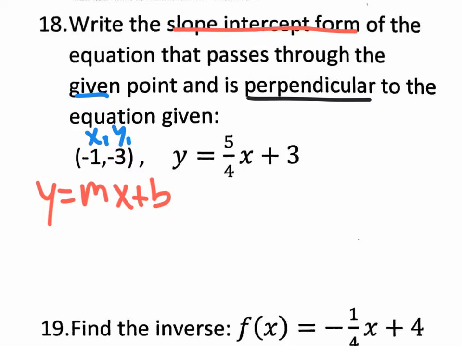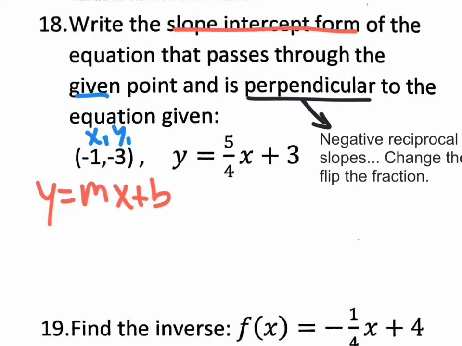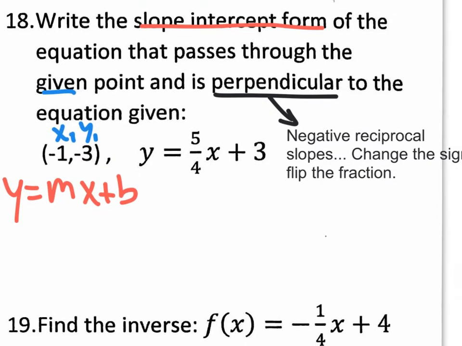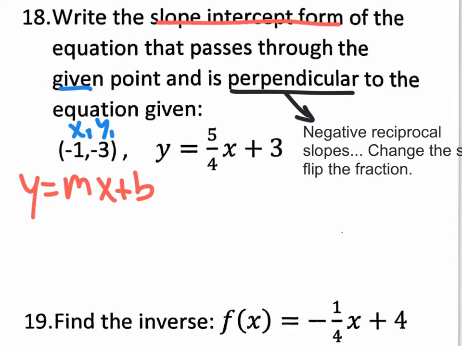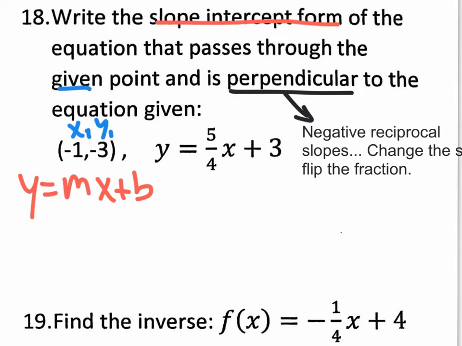So what you got to ask yourself is, what does perpendicular mean? So perpendicular means negative reciprocal slopes. Change the sign, flip the fraction. Okay? So the equation that they give you right here, they're telling you that your equation will be perpendicular to this equation. So the only thing that you care about is finding out the slope of your equation.